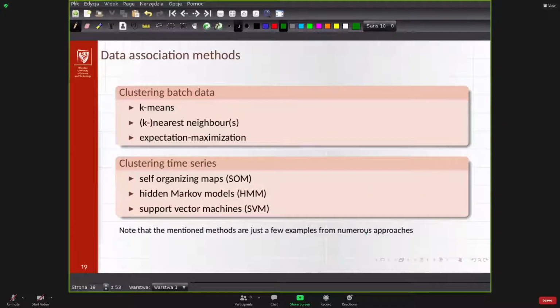And data association is like trying to get some more general conclusions from the data. So, for example, you get a point and you say, okay, let's try to classify it into a certain group. So the methods that you get are like k-means and k-nearest neighbors. I hope you have heard about them. Those are just the most common approaches.